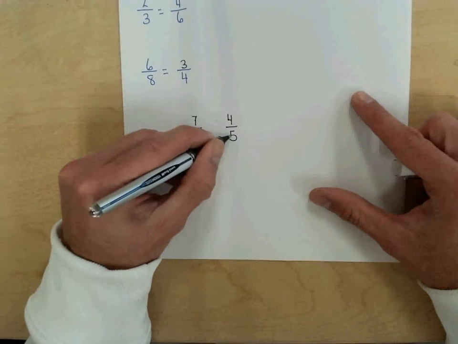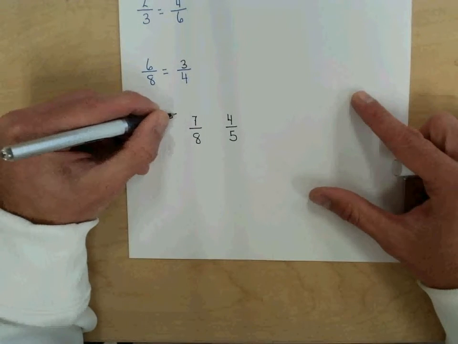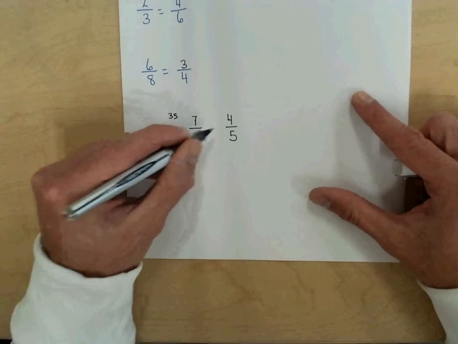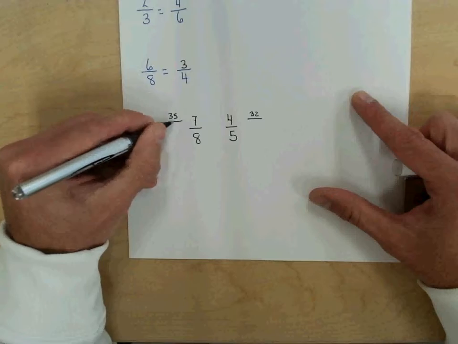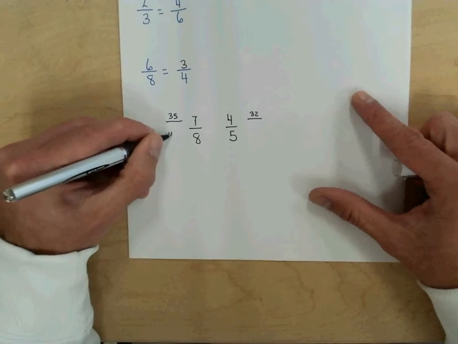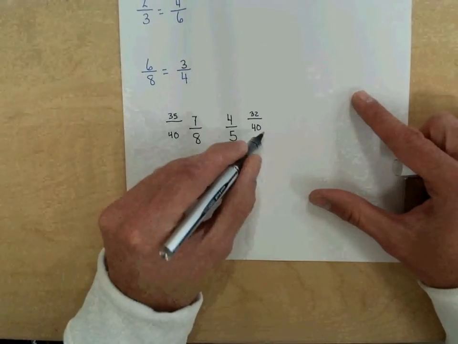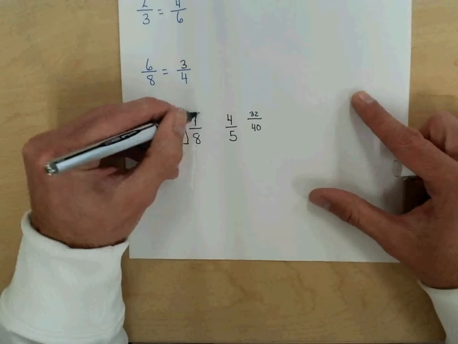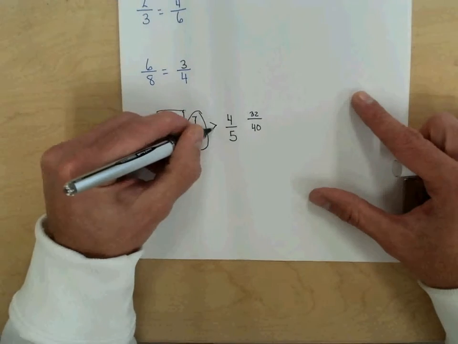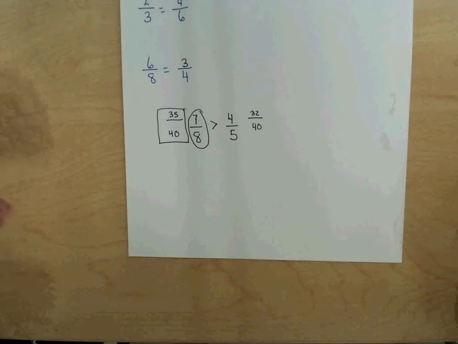So what I can do is cross multiply. I can go 7 times 5, which is 35, and then 8 times 4, which is 32. And then I multiply down here, that's 40, and this is 40. So if I look at this, I can compare, and I know that 7/8 is greater than 4/5. So there's one way that we're going to do it.